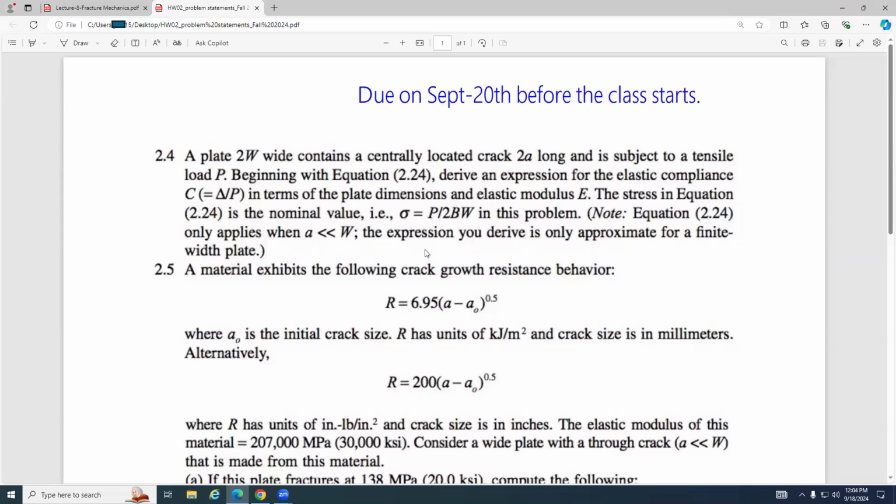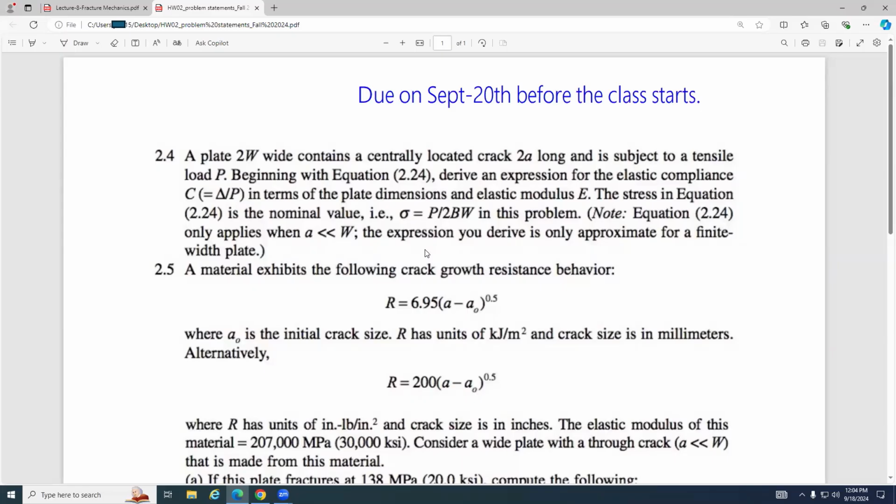So derive an expression for the elastic compliance C, where C equals delta over P, in terms of the plate dimensions and the elastic modulus. The stress in equation 2.24 is a normal value. Say, for example, sigma equals P divided by 2BW. P is a load, and we have area B and 2W.